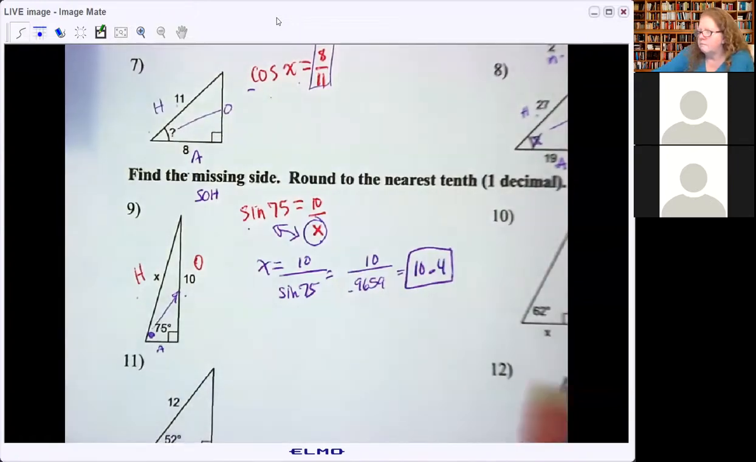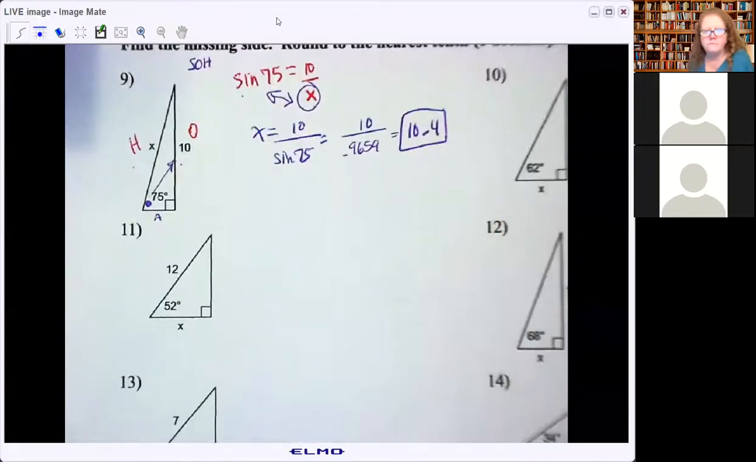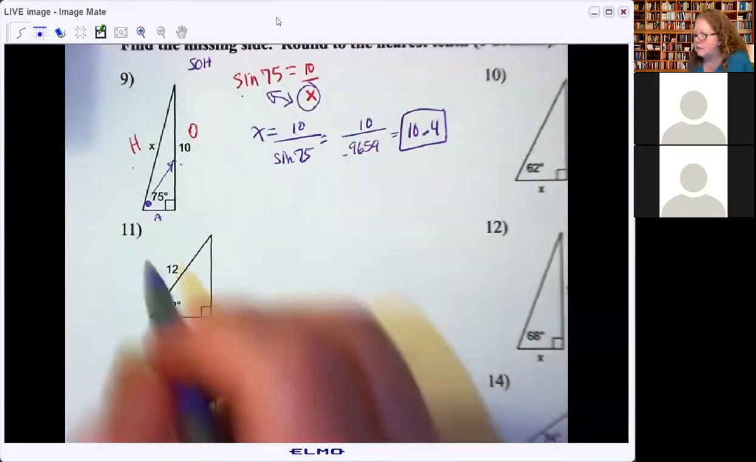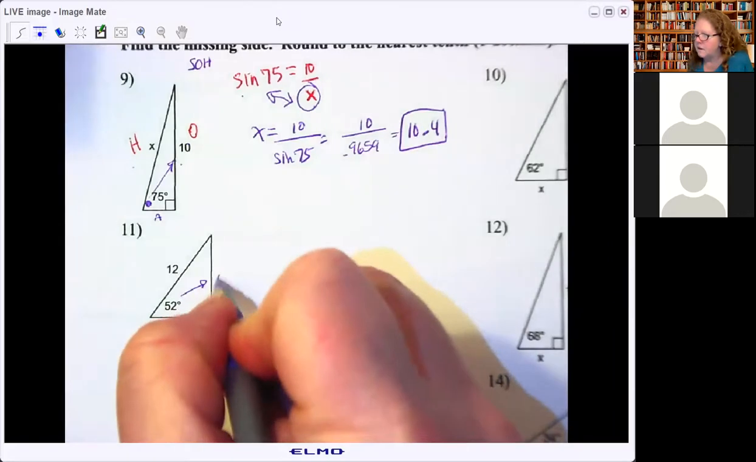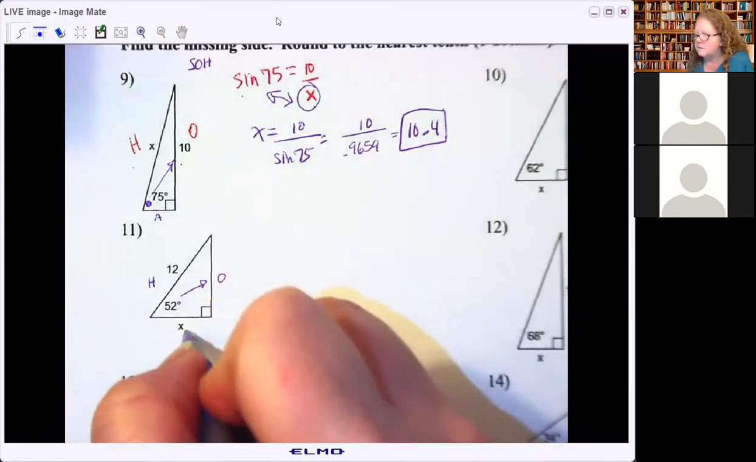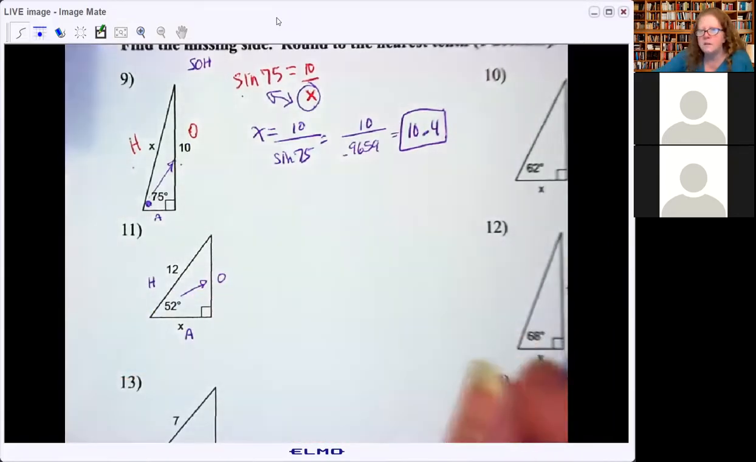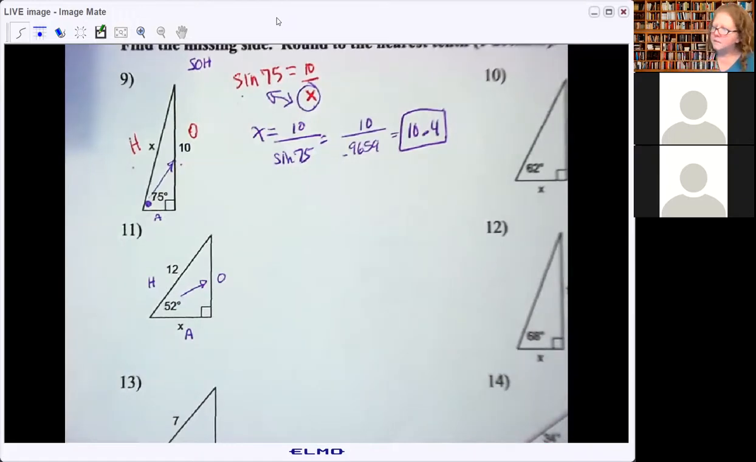I'm going to go down to number 11. Labeling, we have opposite, hypotenuse, and adjacent. So in the chat box, tell me what that's going to be.